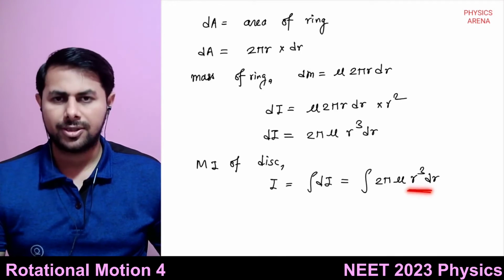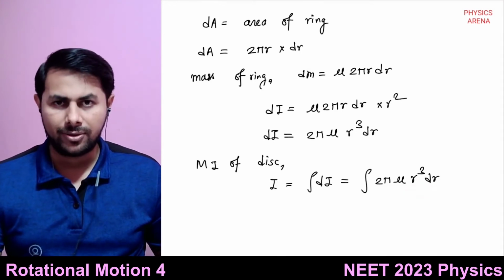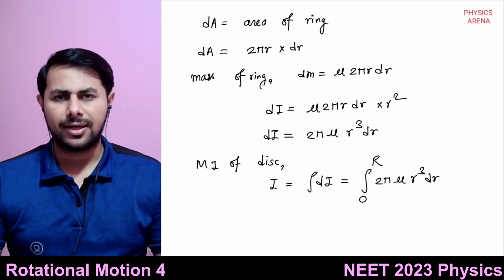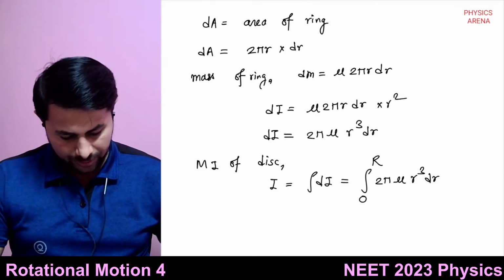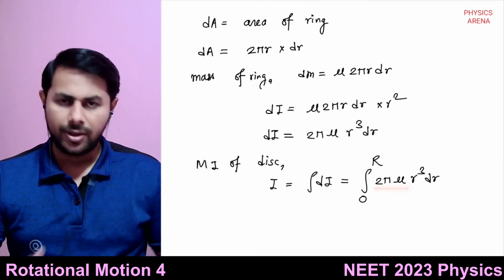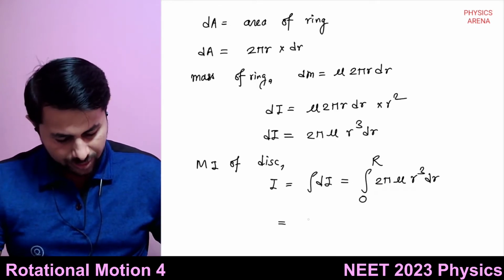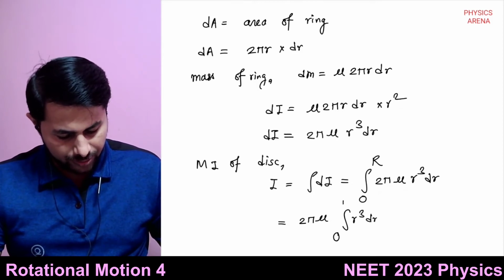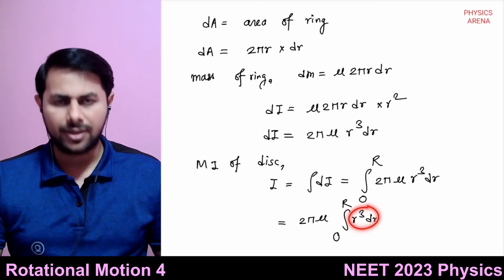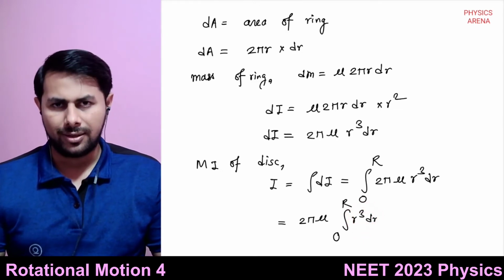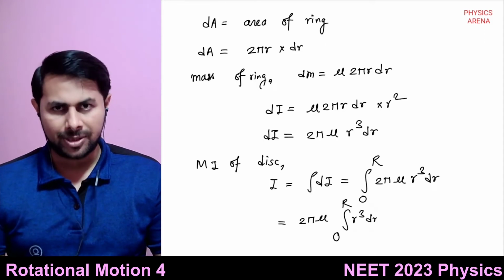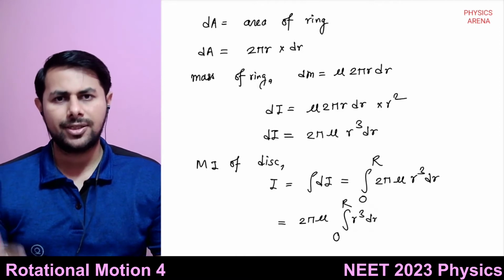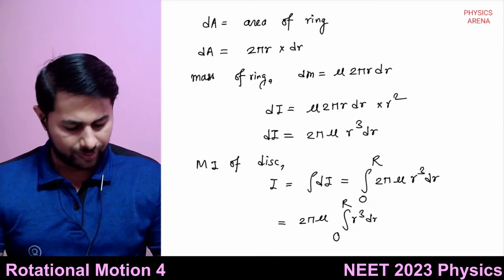What's the variable? Small r is the variable. What is the minimum value? Minimum value is 0. What is its maximum value? Maximum value is capital R. Then you can take 2 pi mu outside of this integral. So it's the integral of r cube dr from 0 to capital R. And I know this integral. The integral of r raised to n is r raised to n plus 1 divided by n plus 1. So this is r raised to 4 upon 4. And since the lower limit is 0, it is just capital R raised to 4 divided by 4.